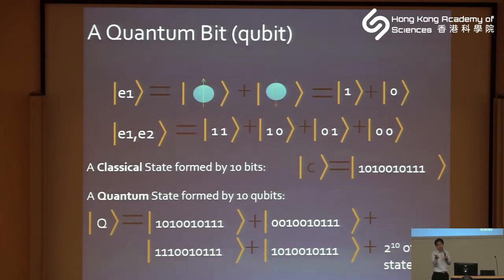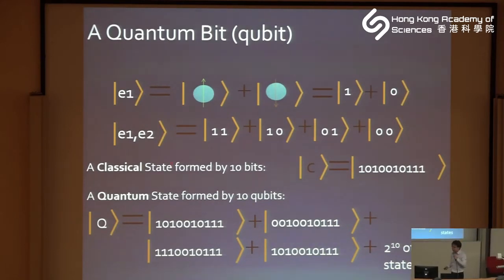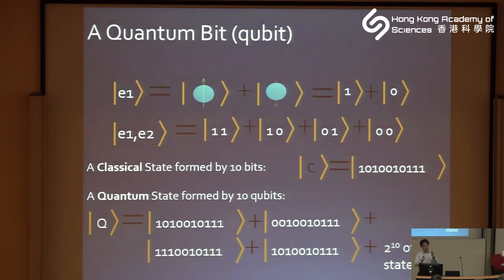I can just use two transistors to represent those two states. Okay, maybe fine. You give me one electron, not a big deal. But you realize that two electrons can represent four states at the same time, because both electrons can be up, or both of them down, or one of them is up and the other is down, and one of them is down and the other is up. So, if you give me two electrons, it represents four states at the same time.